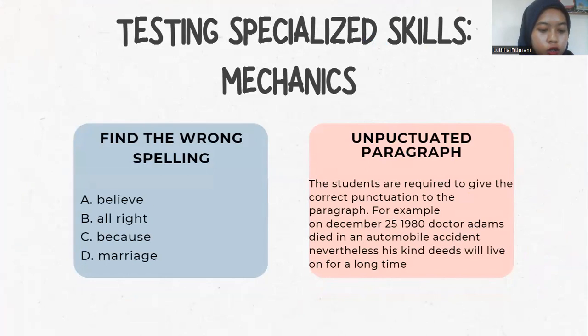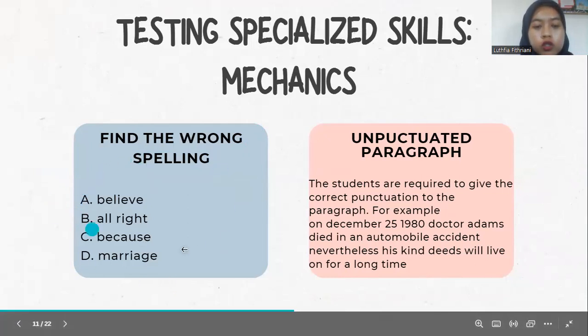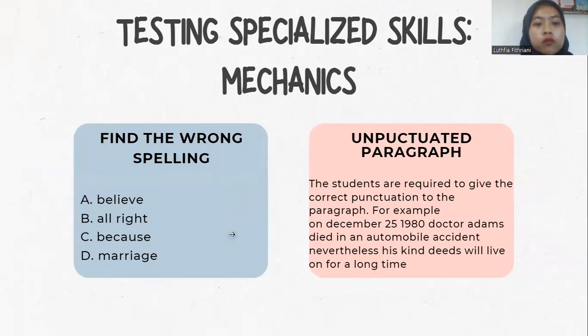There are two types of testing mechanics: find the wrong spelling and unpunctuated paragraph. What is the difference? In find the wrong spelling, the teacher will provide some words to the students and ask them to find the wrong spelling. For example, as you can see on the screen, the teacher will give a list of words to the students and the students are asked to find which one is the incorrect spelling.